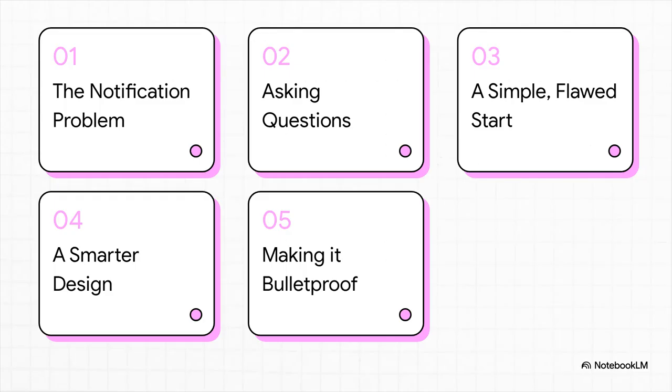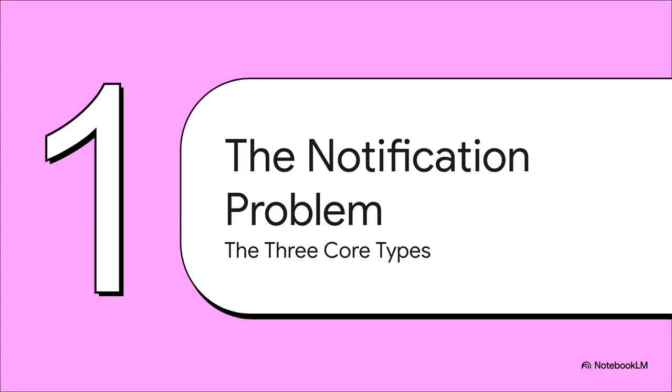So here's our game plan. First, we're going to really understand the problem we're trying to solve. Then we'll do what any good engineer does, ask a bunch of clarifying questions. We'll start with a simple and, spoiler alert, super flawed design. Then we'll build a much, much smarter one. And finally, we'll see what it takes to make it truly bulletproof. All right, let's start at square one.